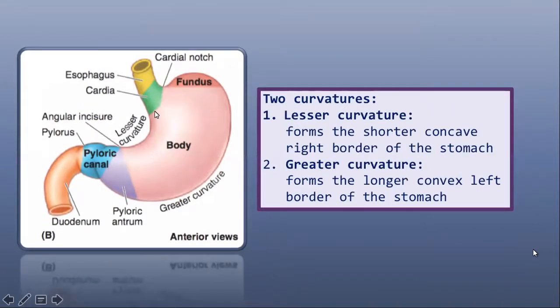Next, we have the curvatures. Be familiar with this. You have your lesser curvature here. It forms the shorter concave, actually the right border of the stomach. That's the lesser curvature. And the longer convex left border of the stomach would be your greater curvature. Related to your lesser curvature would be your lesser omentum, and then it would extend here and continue as your greater omentum.